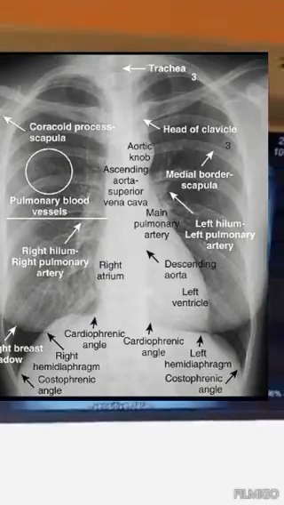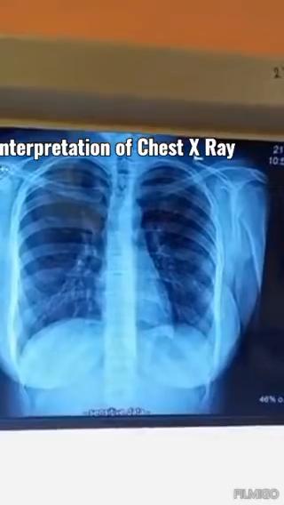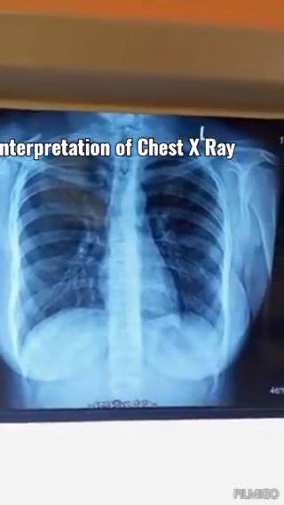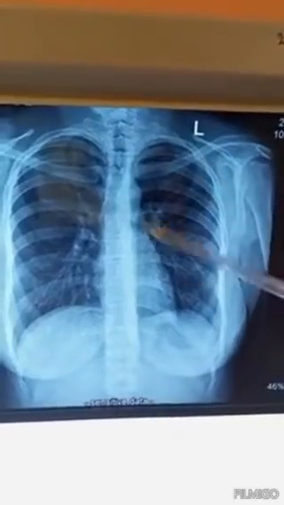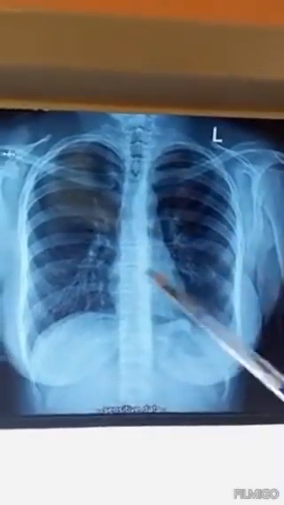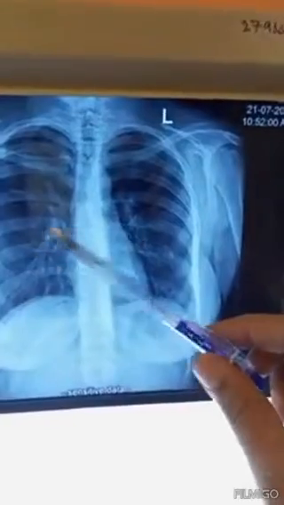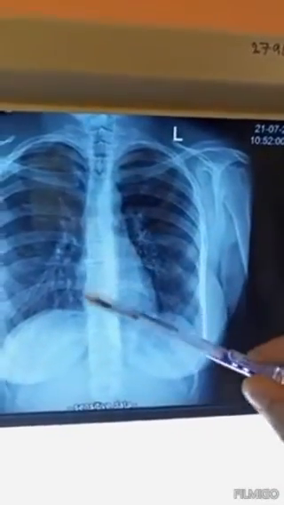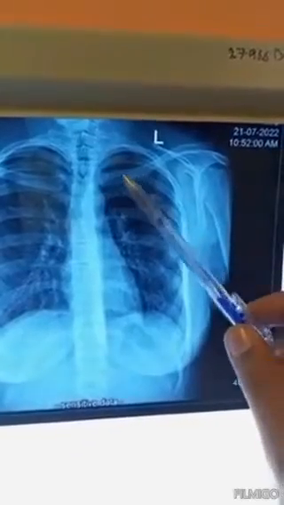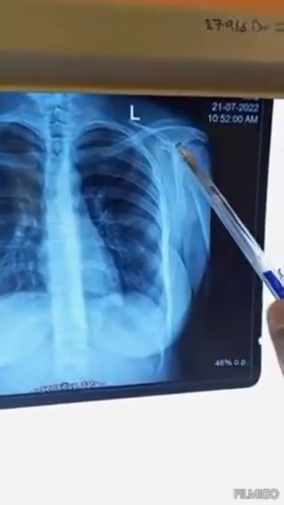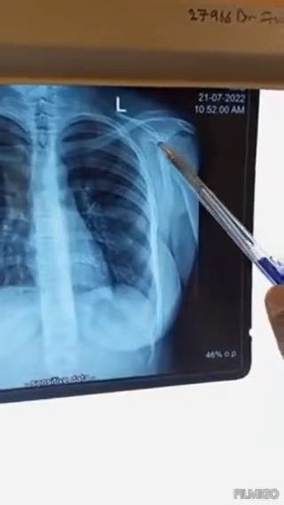Today I am going to demonstrate how to read a chest x-ray. This is a typical chest x-ray of an adult female showing the lung fields, the cardiac shadow, the right lung field, your vertebral column, and the ribs. You can trace the ribs back, and these are the clavicles.